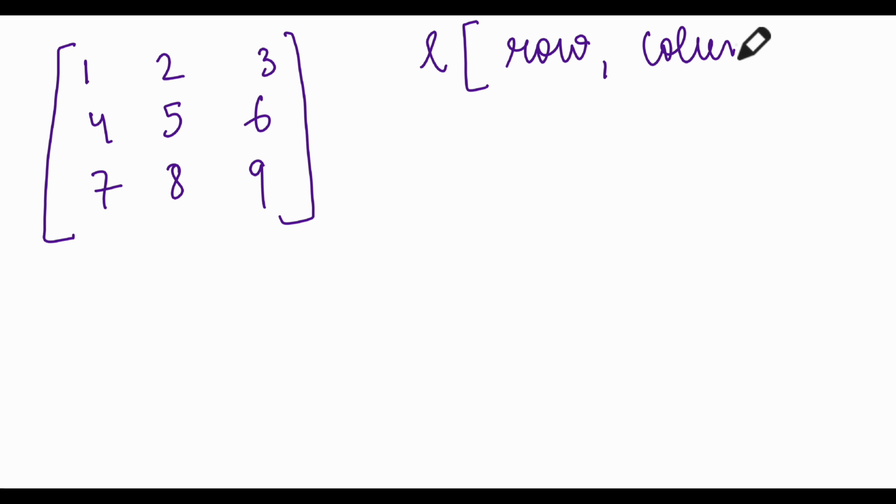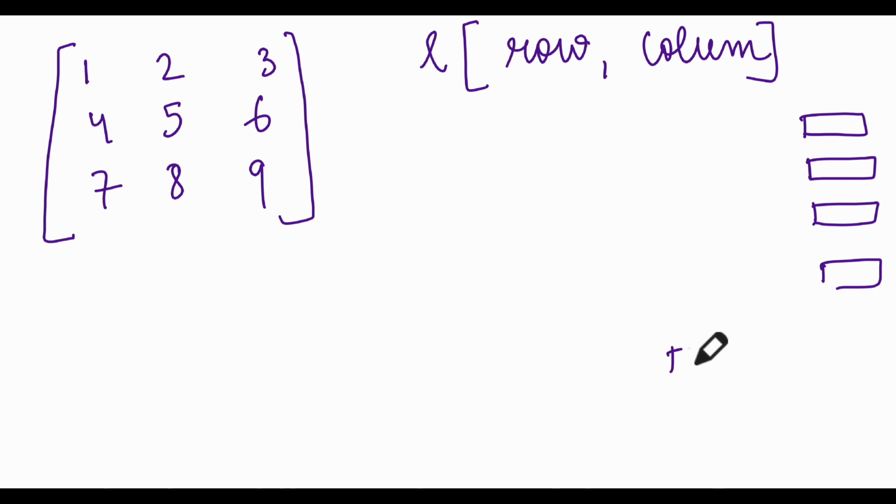Okay, and if you remember, a row itself is a single dimensional list, you can say, and a column is also a single dimensional list. So you will do slicing keeping this in mind. Now, for example, let's check our question.